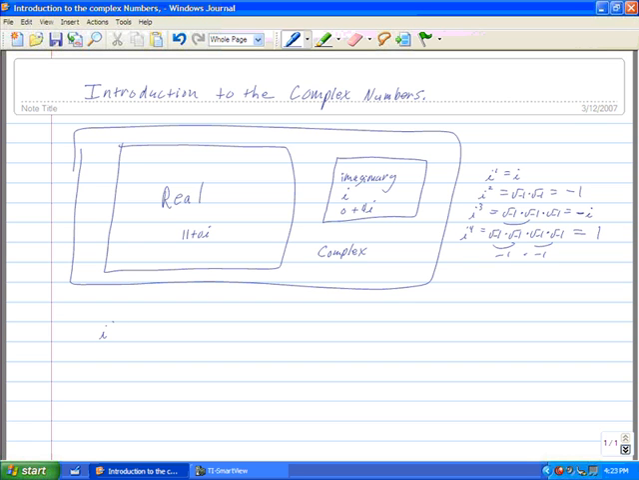Like i to the 21st. If we take 21 and divide it by 4, because this fourth power just gives us a 1, we would have 5 times 4 being 20 with a remainder of 1. So that means that i to the 21st is the same as i to the 1st, which is i. So in i to the 105th power, we will take that 105 and divide it by 4.